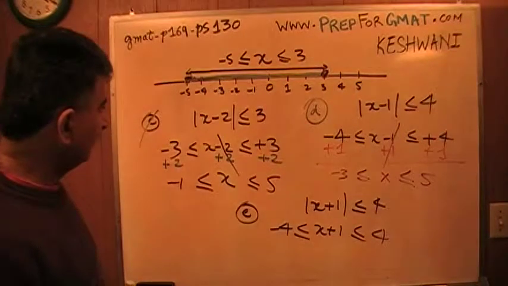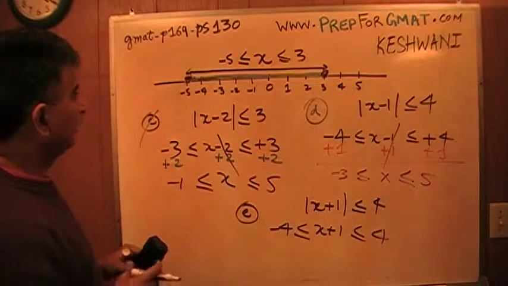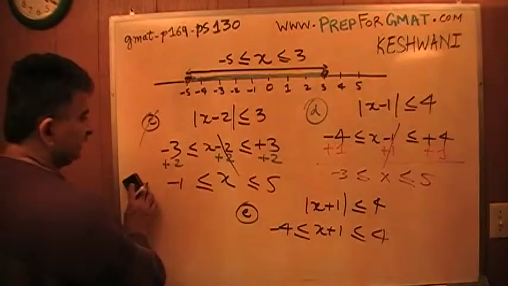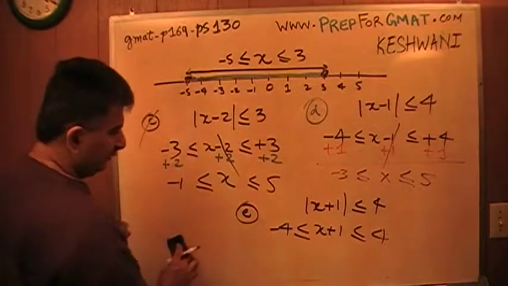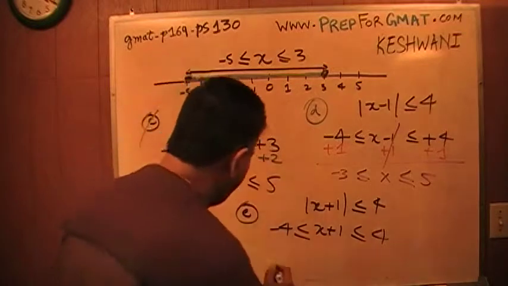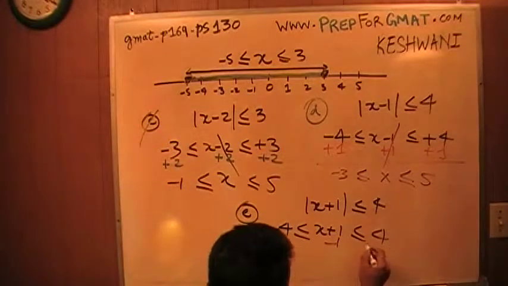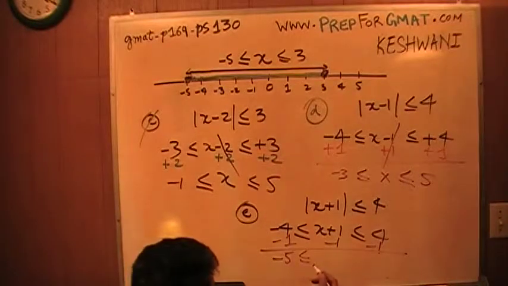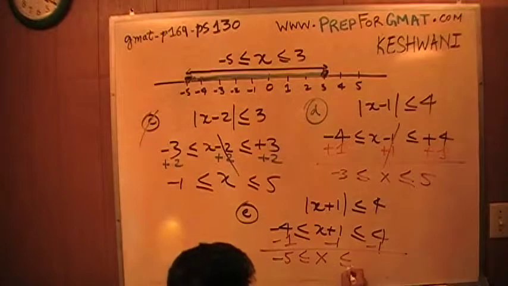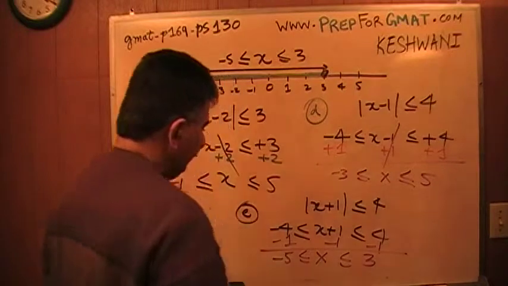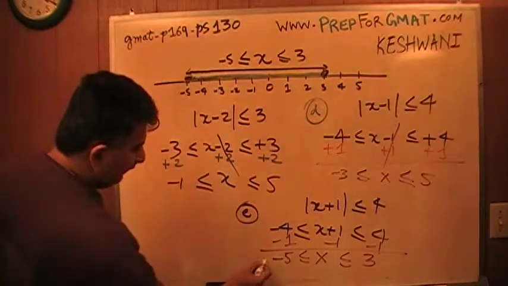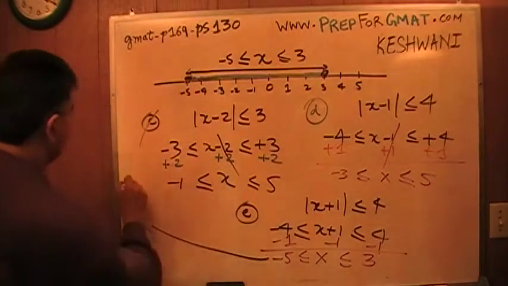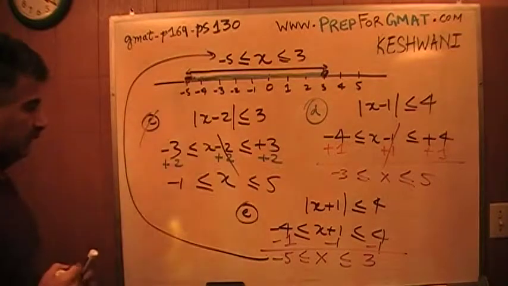I hope you can see this. Maybe I should solve E on the top somewhere. Let me solve E here. C is no good, as you can clearly see. Well, I'm going to continue here. Subtract 1 from everywhere. Negative 4 and negative 1 gives me negative 5. It's less than or equal to x, which is less than or equal to 4 minus 1 is 3. As you can see, I hope that this E is exactly the same as what we are given on the top here.